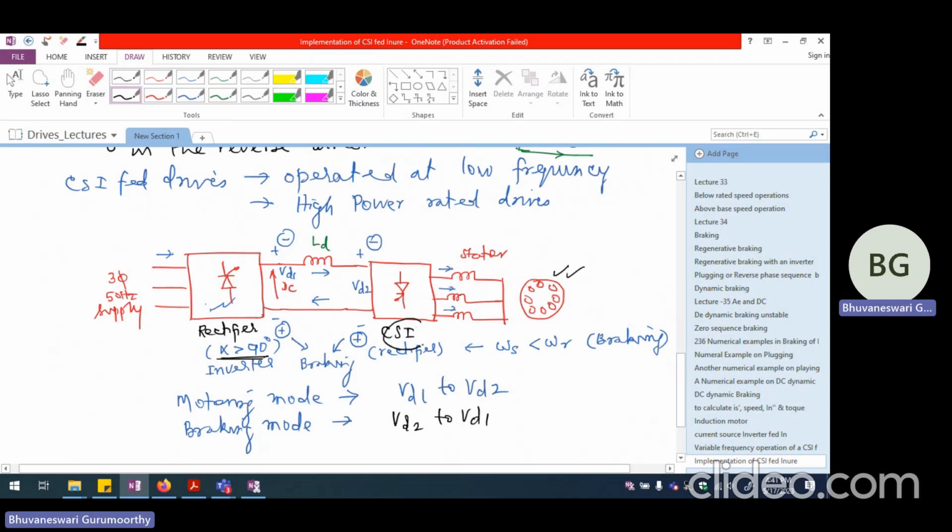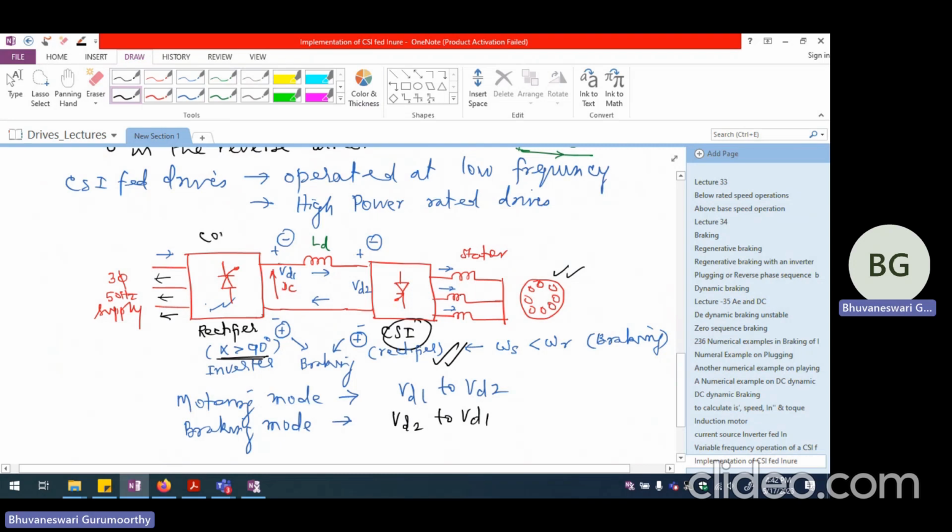And this CSI will now start working as a rectifier, and that will feed back the energy through this converter number 1, which was originally working as a rectifier, that will start working as an inverter in line commutated inverter mode, and it will be feeding back the energy to the three-phase side.